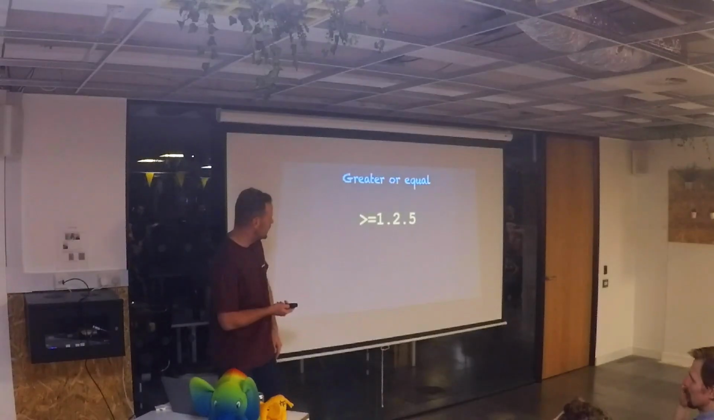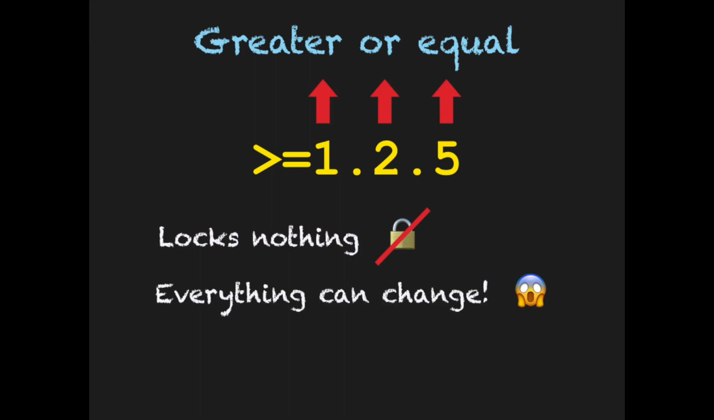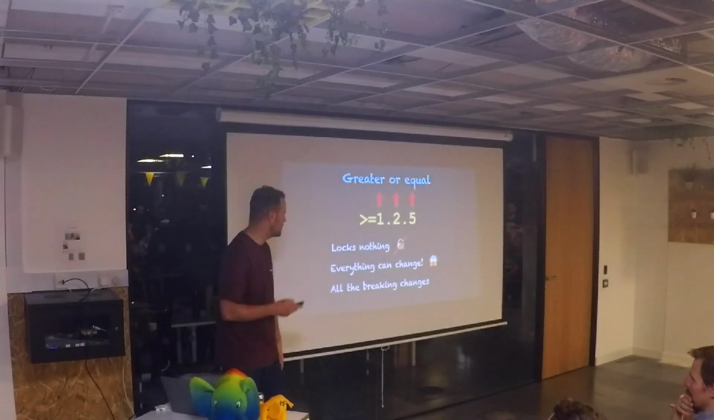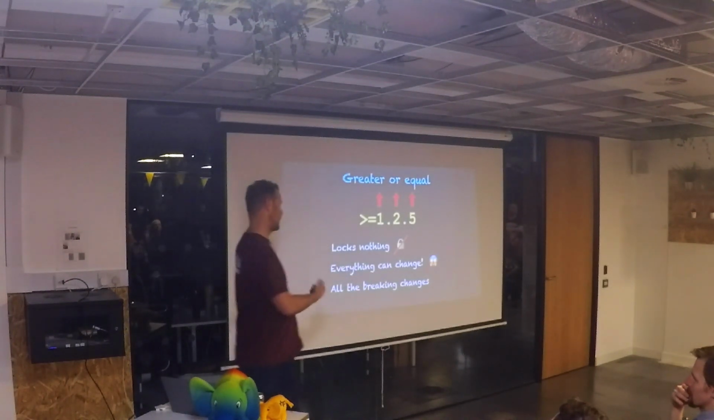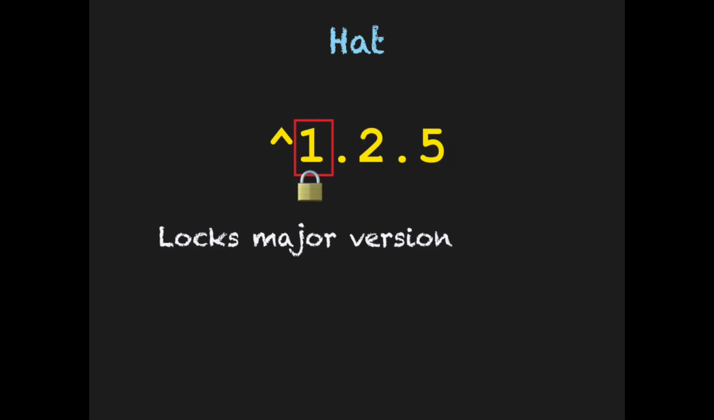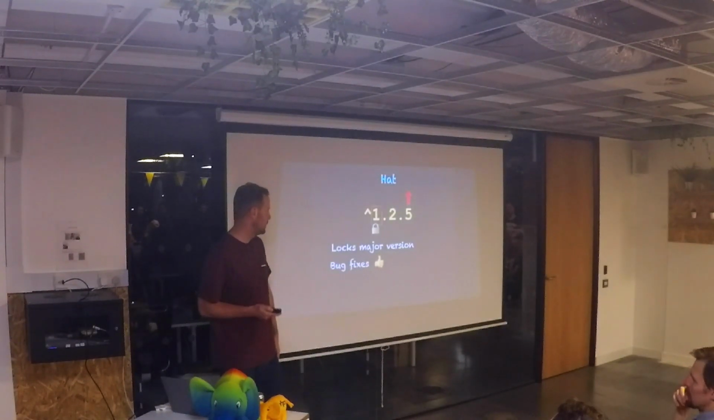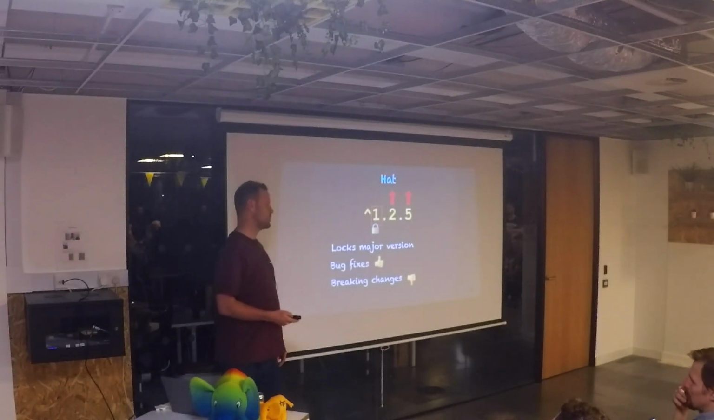The greater than or equal, this, in my opinion, is a bit crazy. It locks nothing, it just gives you a minimum version. It allows everything to change, and all the breakages come in. When I see people using that, I really don't understand why they're using it when you have the next 2 options available. The hat. This one locks down the major version number, and it allows the bug fixes to move up from the minimum of 2.5. It also allows breaking changes in. So I've considered the final one to be a positive, but the second one to be a bit of a negative. And I've got a real life story about this in a moment.